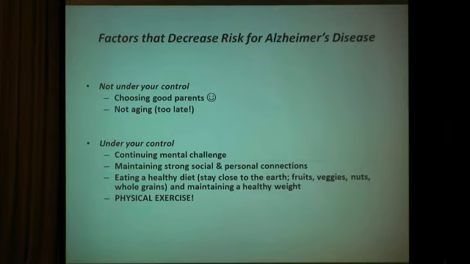Not under your control. Okay? Let go of it. Choosing good parents. It's over. Okay? Not aging, it's over. Okay? You don't have any control over those. But look at this. Under your control. Your choice. You, the author of your own life.